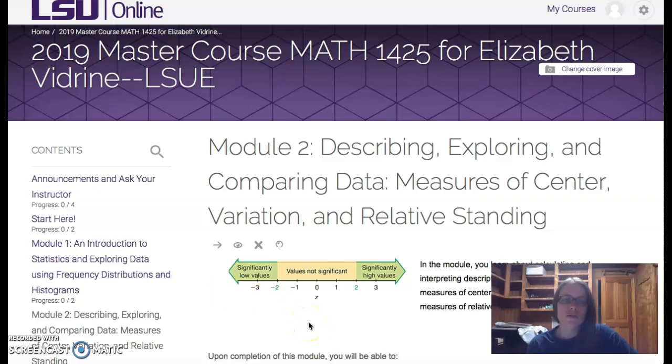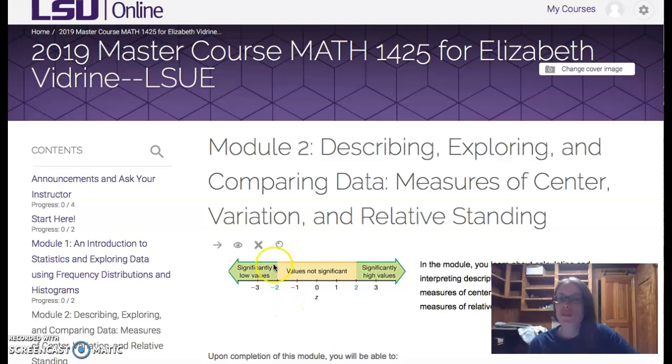So Module 2 deals with describing, exploring, and comparing data. We're going to look at measures of center. There are four main types of measures of center: you have your mean, your mode, your median, and your mid-range. Those are measures of center, which are basically values at the center of your data set.